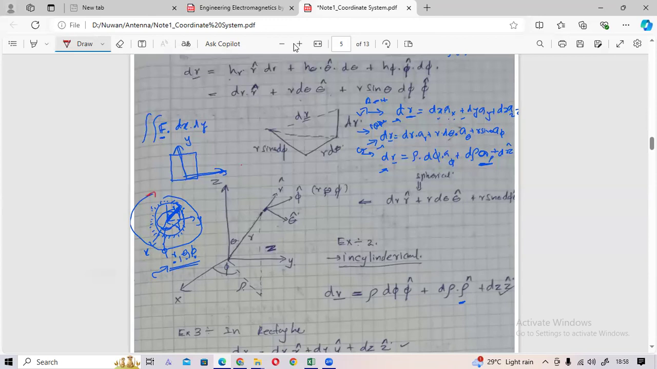Theta is in this direction. Theta is in the ZY plane. Phi is in the XY plane. R is within the circle, within the sphere. So in which direction should you do the integration to find the surface integral, to find the area, to find the surface?